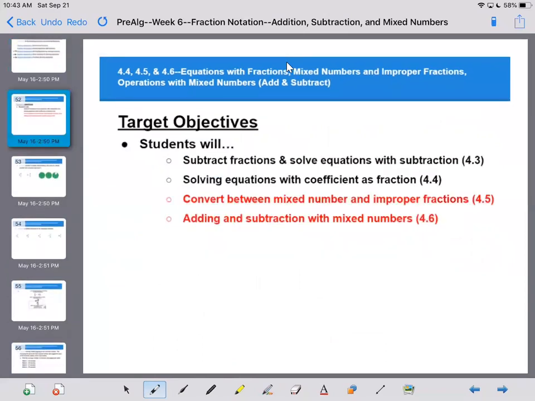Next, we want to look at converting mixed numbers and improper fractions, kind of going back and forth from one form to the next. And then we want to look at adding and subtracting with mixed numbers.